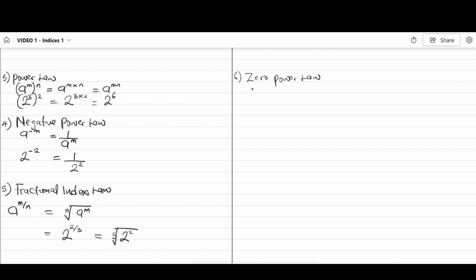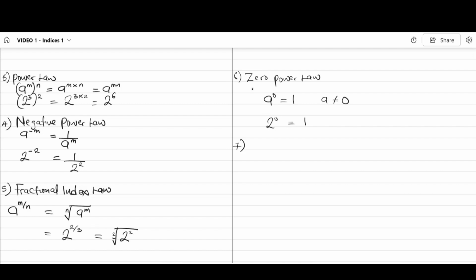So for example, if I have a to the power of 0, this is equal to 1, where a is not equal to 0, because the value must be a non-zero base. So if I have 2 to the power of 0, it is equal to 1. Any value to the power of 0 is 1.